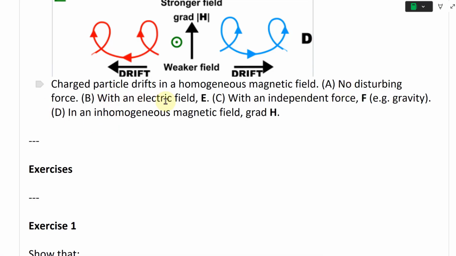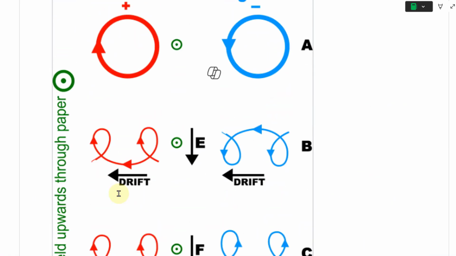B is with an electric field. So let's look at what happens with an electric field. If you have an electric field going down, the positive one will loop like this. It's pretty fascinating. A negative charge, instead of looping up, loops down. Both of these drift to the side, and basically go in opposite directions.